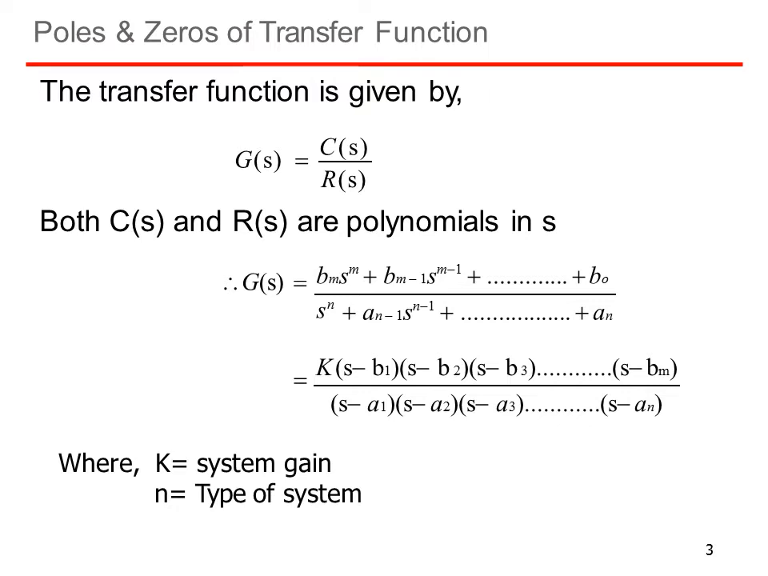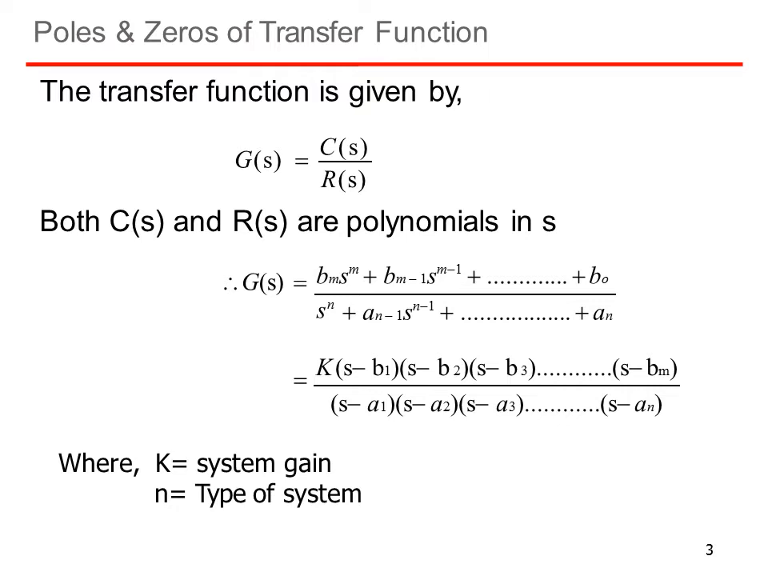As we know, the transfer function is given by G(s) equal to C(s) divided by R(s), where C(s) is Laplace transform of output signal and R(s) is Laplace transform of the input signal. Both C(s) and R(s) are the polynomials in s. Therefore, G(s) is equal to b_m s to the power m plus b_(m-1) s to the power m minus 1 up to b_0 divided by s raised to n plus a_(n-1) s raised to n minus 1 up to a_n.